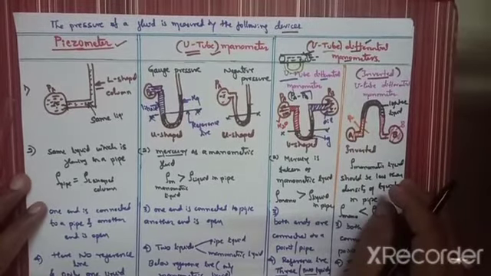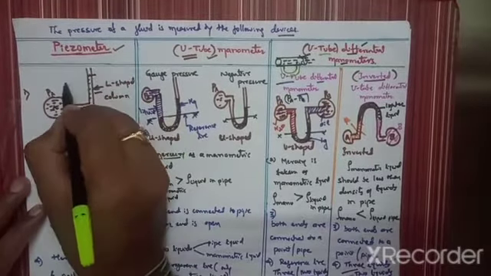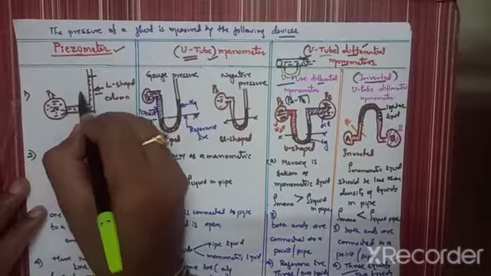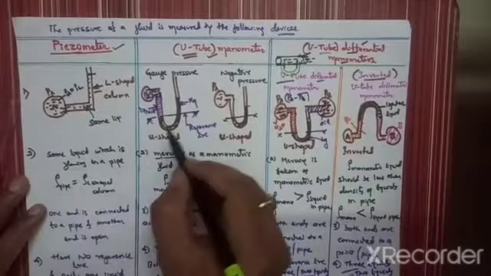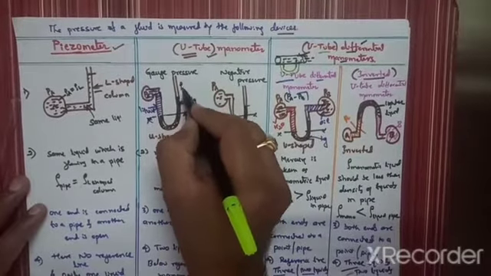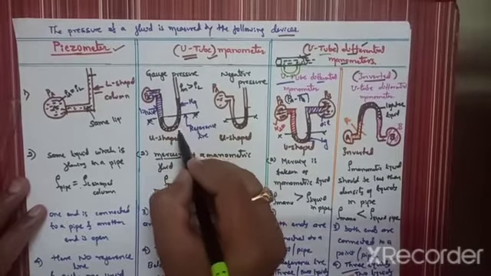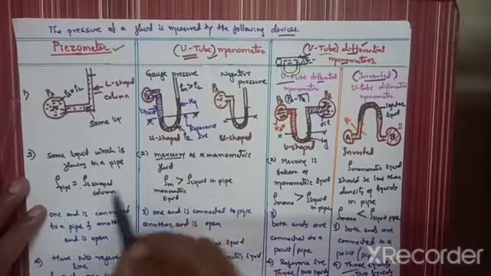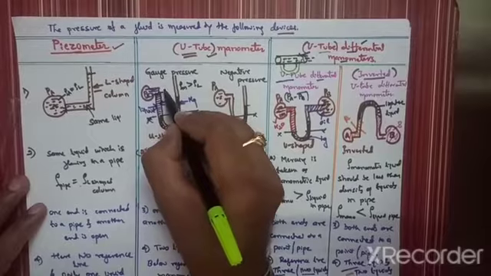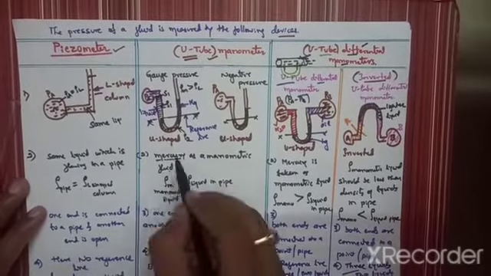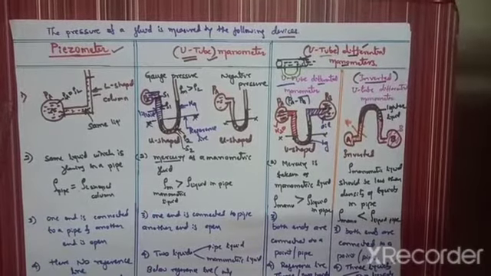The last point we need to understand here is the fifth point. Here the density of the liquid is the same as the density of the pipe liquid. Density of A is equal to density of the liquid. Here the density of the manometric fluid is more than the density of the liquid. So rho 2 is the density of the manometric fluid, rho 1 is the density of the liquid, and S1 is the specific gravity of the liquid, and S2 is the specific gravity of the manometric liquid.